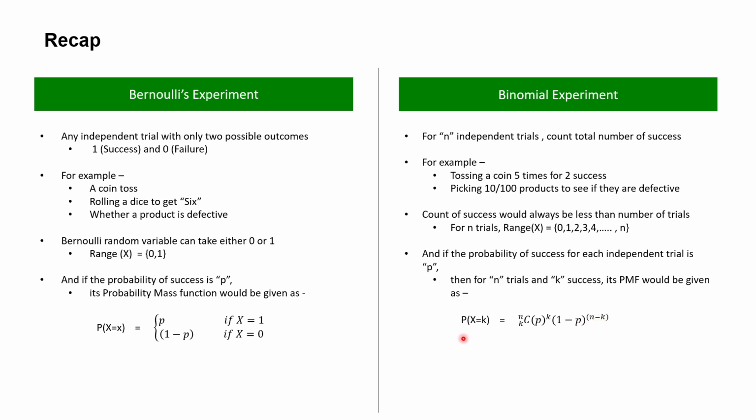If you find this formula a little complex, just wait for some time. In the upcoming slides, we'll understand how this formula came about, and it will come from the concept of how we can add up these independent Bernoulli experiments to get the binomial experiment. All right, I hope you are able to understand the difference between Bernoulli and binomial experiments. You have a basic idea about them. Now we'll come back to the main question.